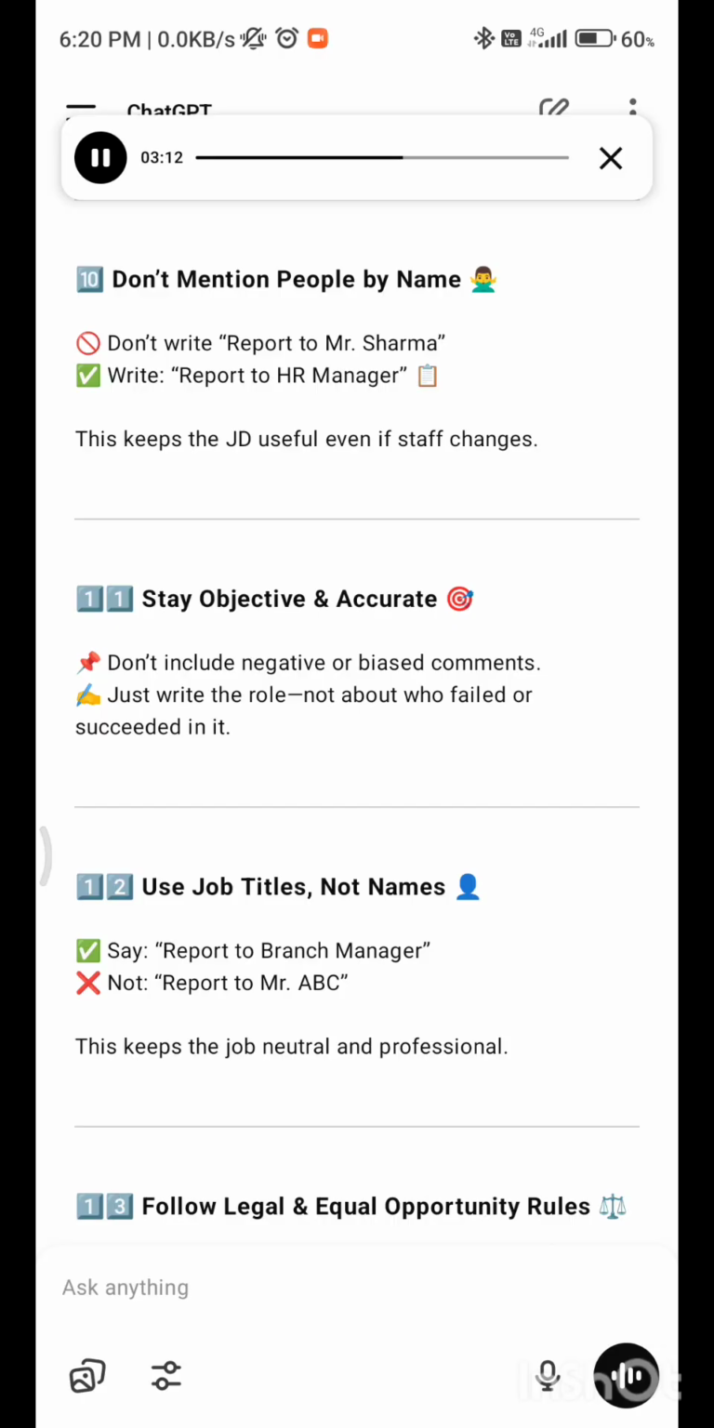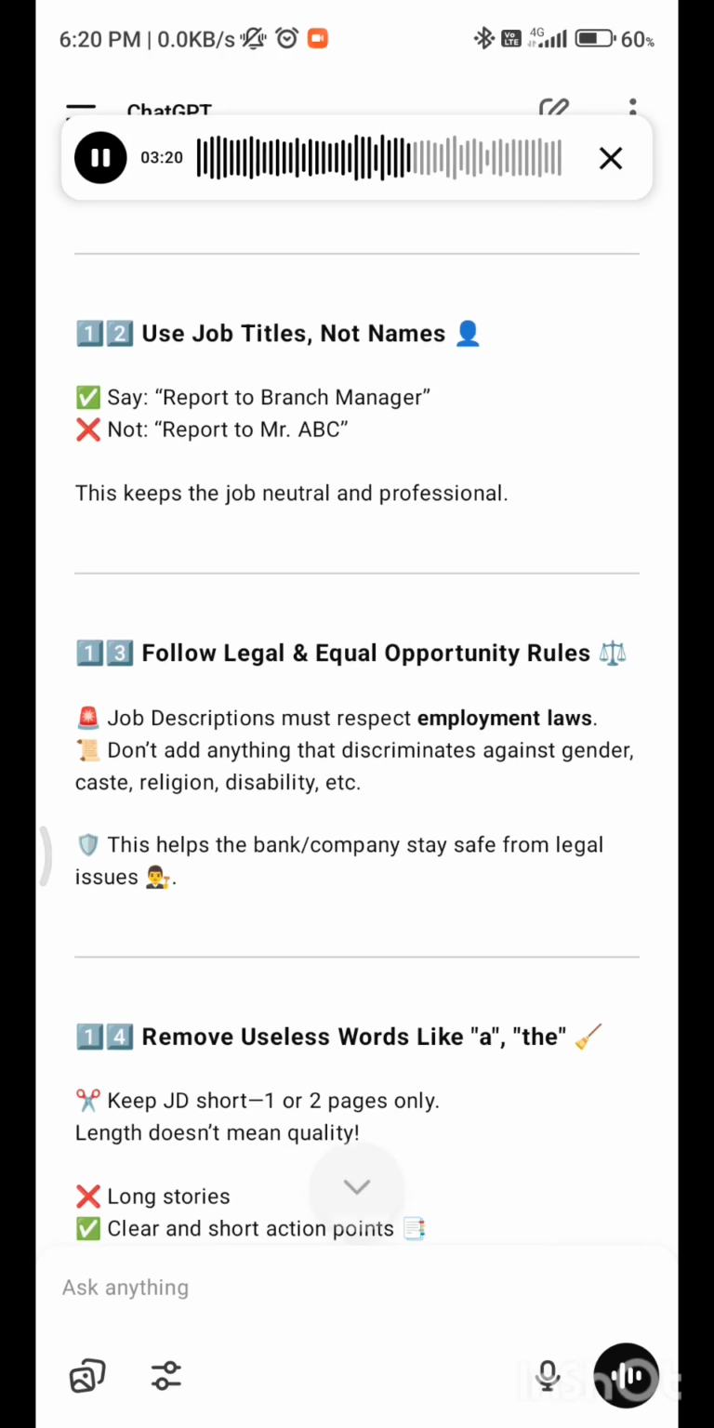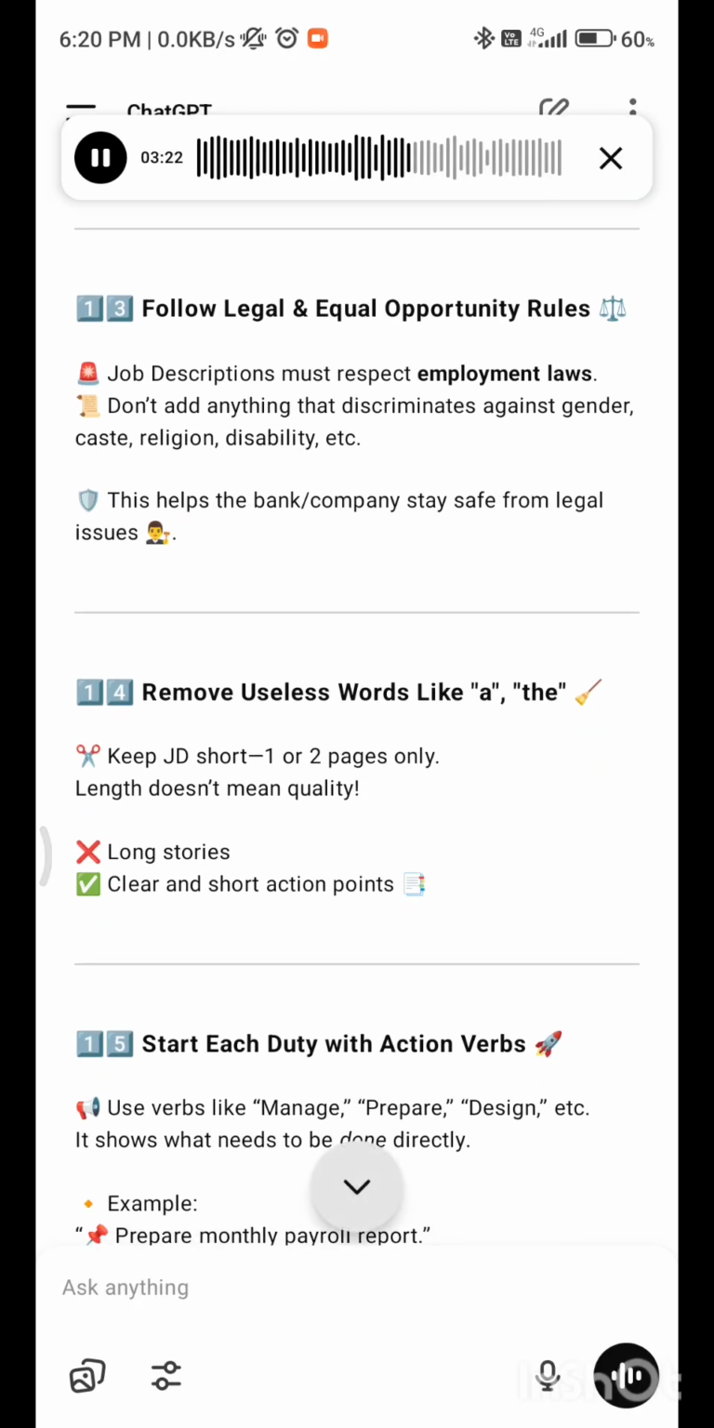12. Use job titles, not names. Say report to branch manager, not report to Mr. ABC. This keeps the job neutral and professional. 13. Follow legal and equal opportunity rules. Job descriptions must respect employment laws. Don't add anything that discriminates against gender, caste, religion, disability, etc. This helps the bank company stay safe from legal issues.